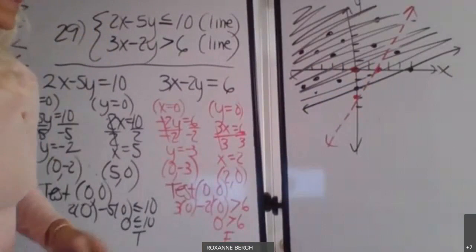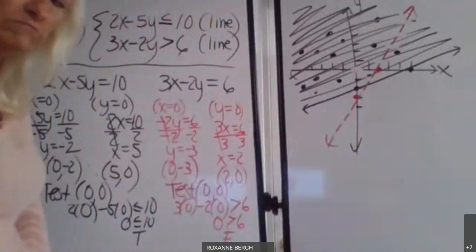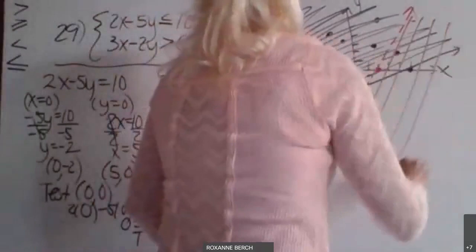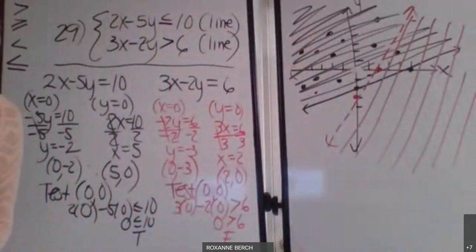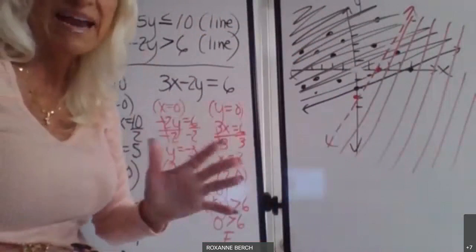So what does that mean? That means don't shade 0, 0. Well, what does don't shade 0, 0 mean? Shade the other side. Yep, shade the other side. And now we have to figure out where our solutions are. And remember, our solutions are not black because the black only works in the top one. Our solutions are not red because that only works in the second one. We have to have black and red.